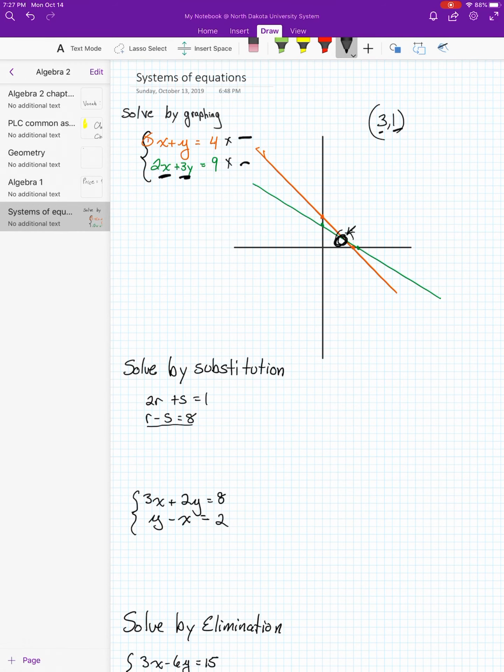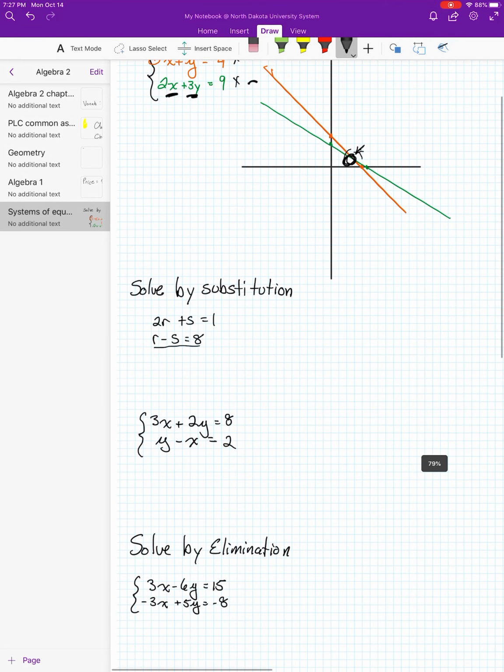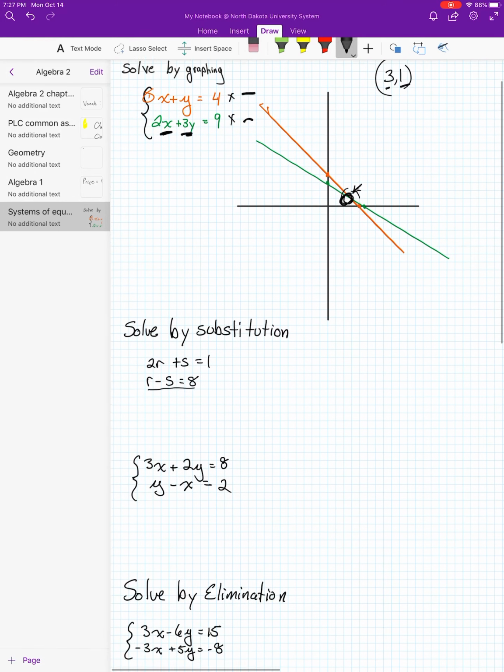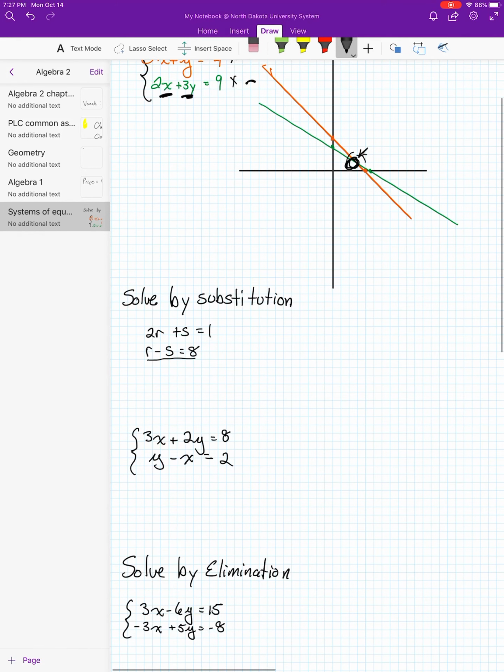You just graph the lines the way you know how, any way you know how. You can use standard form and x and y intercepts. You can rewrite it in slope intercept form. Whatever works for you. Get the lines on the page, and where they cross is your solution.